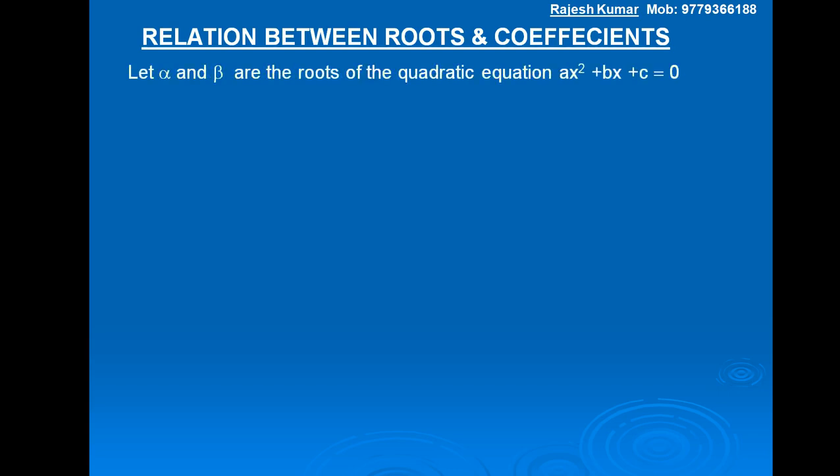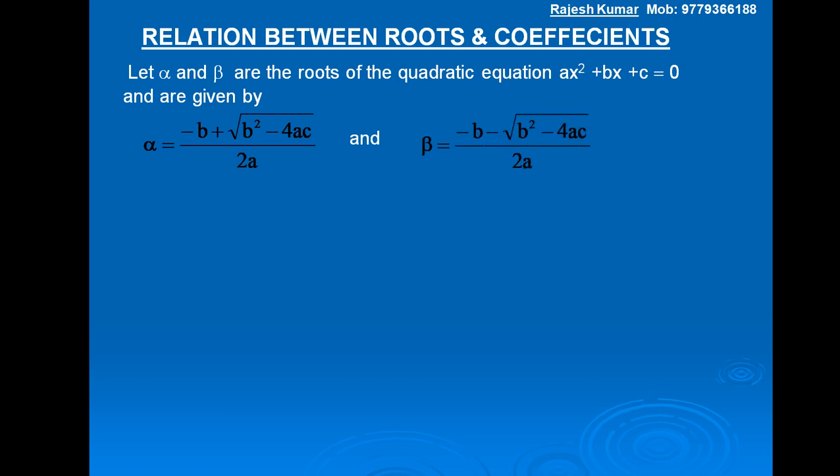Let alpha and beta be the roots of the quadratic equation ax square plus bx plus c is equal to 0, and are given by alpha is equal to minus b plus square root of b square minus 4ac whole upon 2a, and beta is equal to minus b minus square root of b square minus 4ac whole upon 2a.